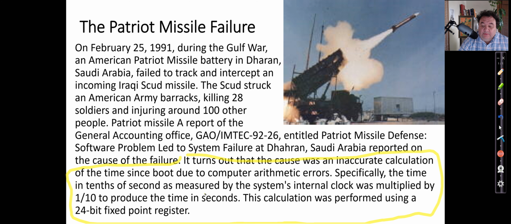In particular, the problem was that the computation in the system's internal clock that was used to compute the trajectory was multiplied by 1/10 to shift the time from decimals to seconds. And this calculation was performed with registers of limited precision. Now, what's important is to see what happens when you represent things at this level of precision and you don't think carefully about the precision of the registers that are using those numbers.